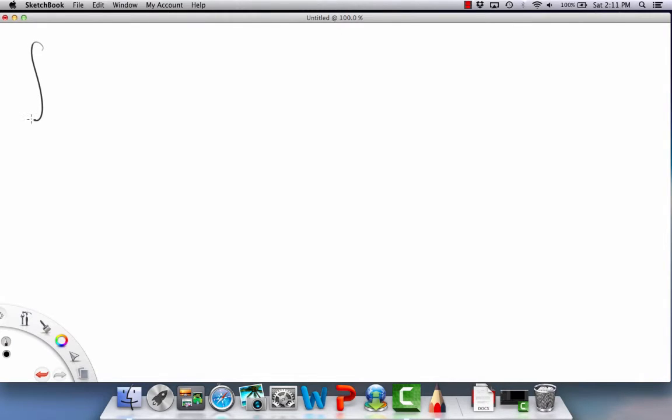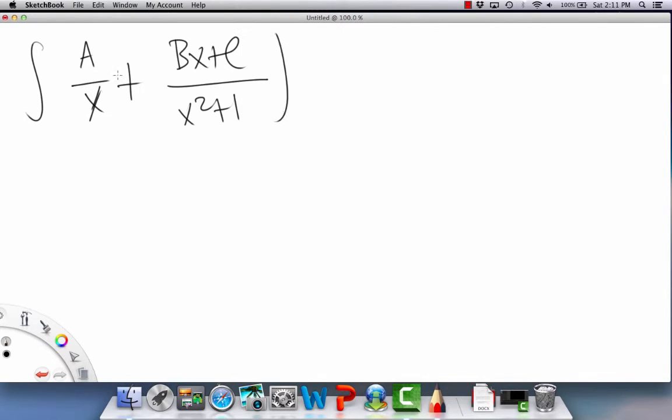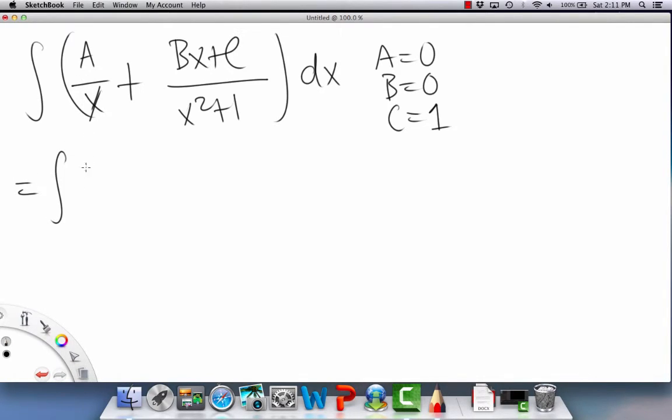All right, so here was the form, a over x plus bx plus c over x squared plus 1. That's a c, not an e. dx. We found a equals 0, b equals 0, and c equals 1. So this actually turns out to be 0 over x. So that's a 0, and this term goes away. And then we have a 0 plugged in here, so that goes away as well. And a 1 in for the c. So we're going to have something that looks like this.